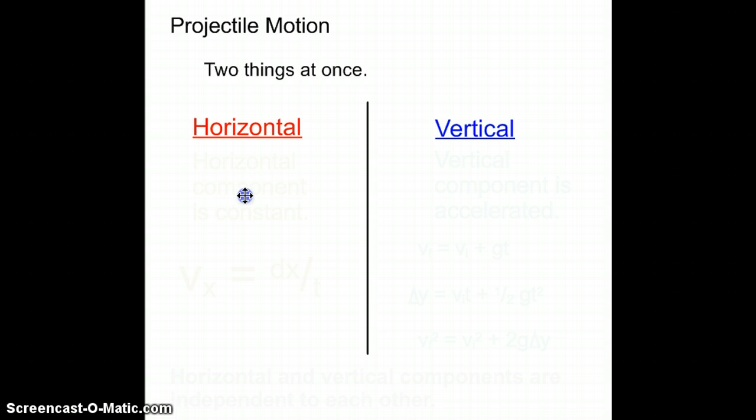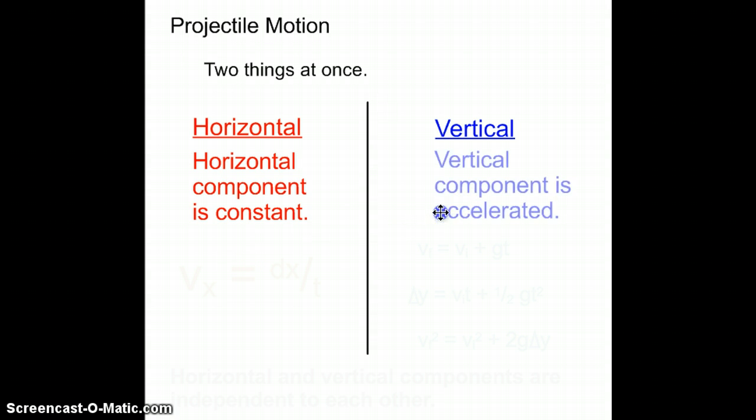These two things are taking place at the same time. That means that we have something going on the x-axis as well as something taking place on the y-axis at the exact same time. And so with this, our horizontal component is constant. The horizontal component is always constant. I'm going to show you what this means in just a minute. And the vertical component is accelerated.